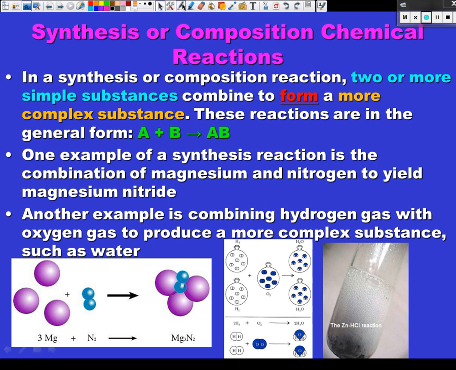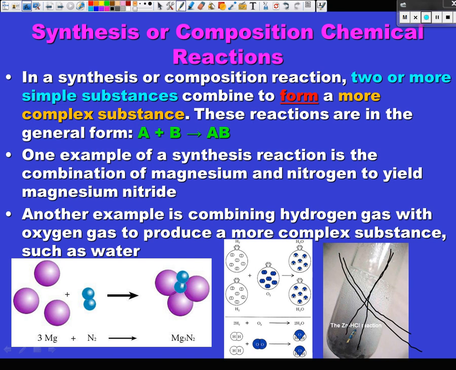As a matter of fact, do me a favor. I cannot believe I've never caught this before, but that picture needs to be deleted. That is not correct right there. That is a single replacement reaction. It's zinc and hydrochloric acid. What's bad news?